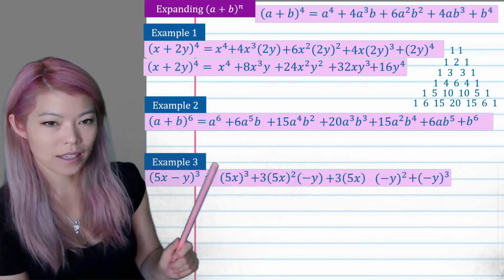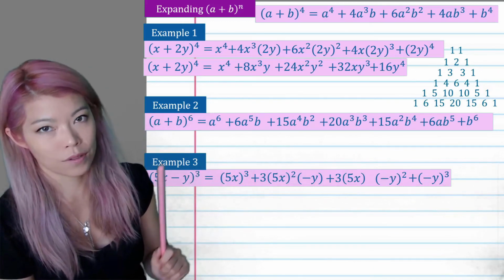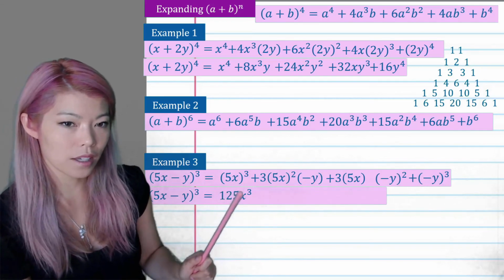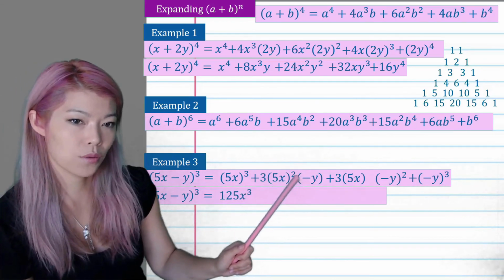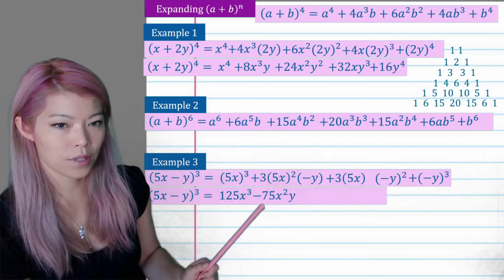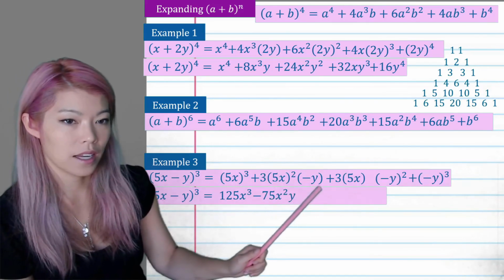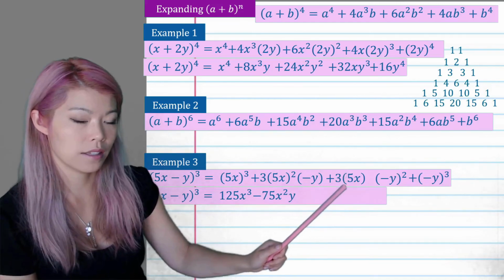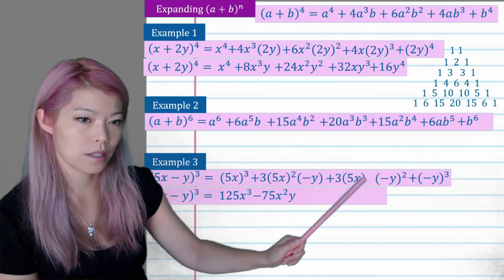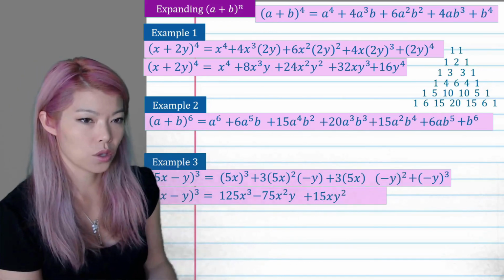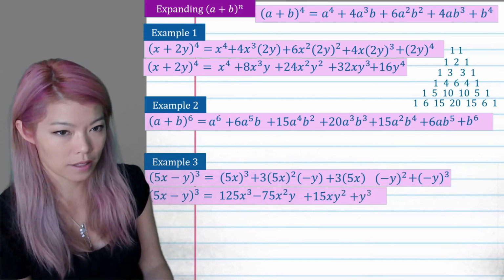Let's expand. So 5 cubed is 5, 25, 125 x cubed plus 5 squared is 25 times 3 is 75 times minus y becomes negative. And then we have 3 times 5 is 15 times minus is still positive. And then minus y cubed, an odd power, is negative.